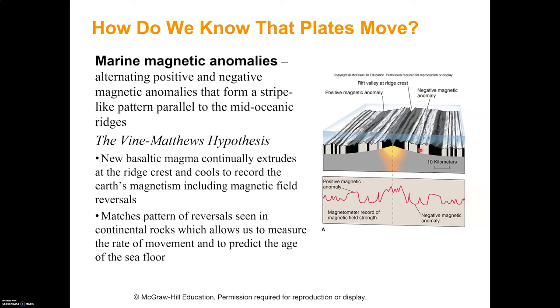So we can use these reversals in the Earth's magnetic field to help not only map the bottom of the ocean floor, but to also calculate and figure out how old the ocean floor is by using those same magnetic reversals and patterns that we find on continents, and calculating the age of those and matching them up with the ocean floor. So again, this is more evidence for plate tectonics in addition to calculating the age of the ocean floor and different geology.